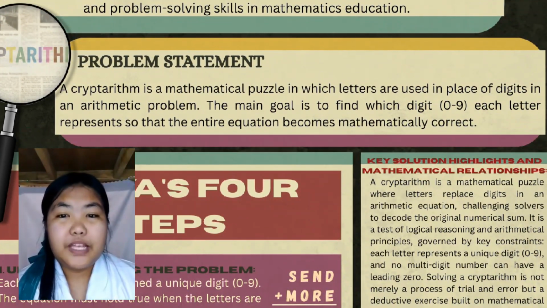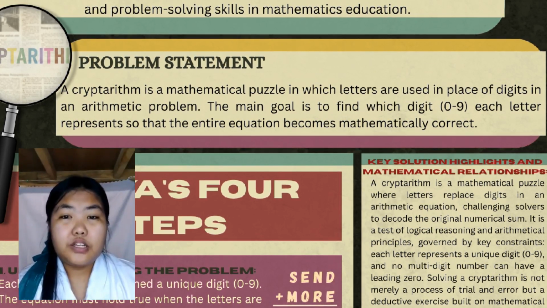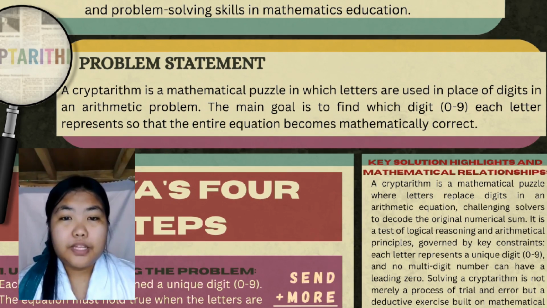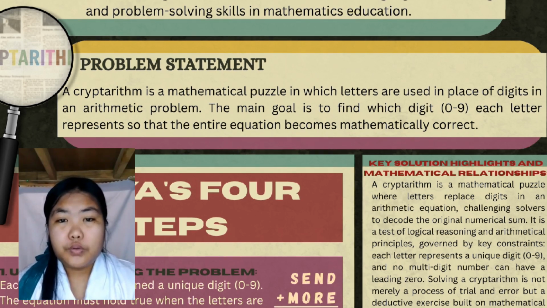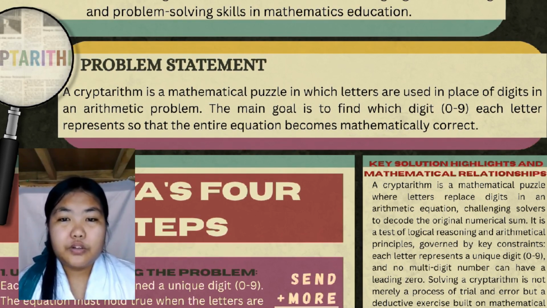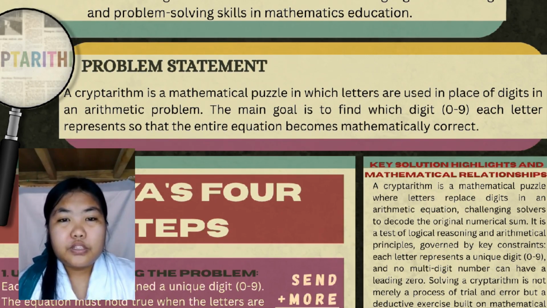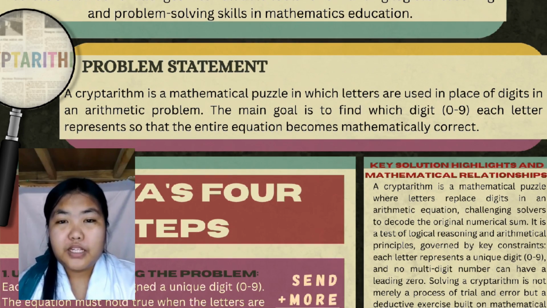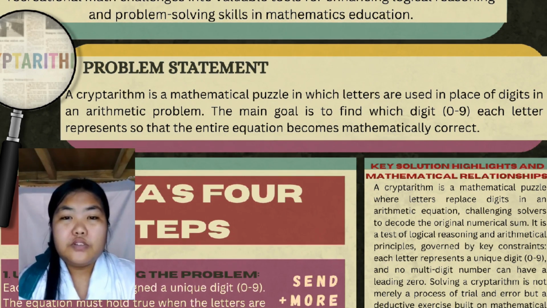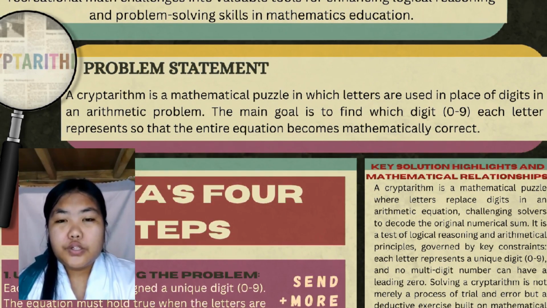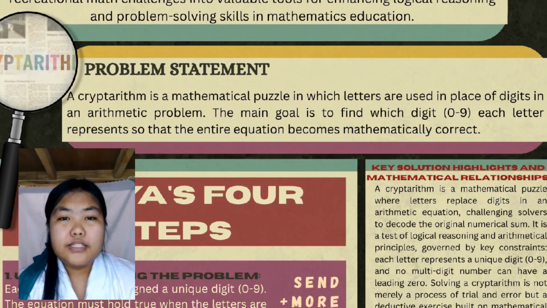The problem statement explains what a cryptarithm is. It says that a cryptarithm is a mathematical puzzle where letters are used instead of numbers. In an arithmetic problem like addition or subtraction, the goal is to find out which number each letter stands for, from 0 to 9, so that when you replace the letters with the correct digits, the entire equation becomes mathematically correct. For example, in a puzzle like SEND plus MORE equals MONEY, every letter represents a different number and your task is to figure out those numbers using logic, reasoning, and basic math rules. In short, the problem statement means that cryptarithms help us think logically and solve problems step by step.